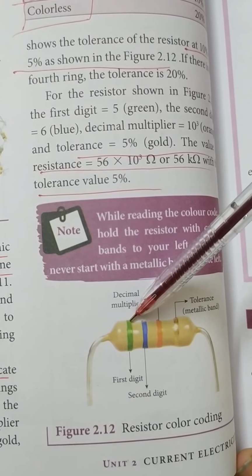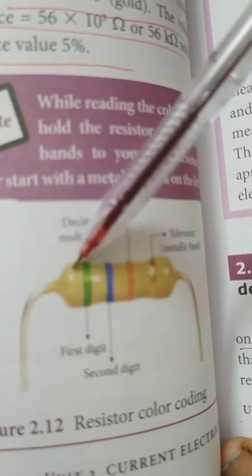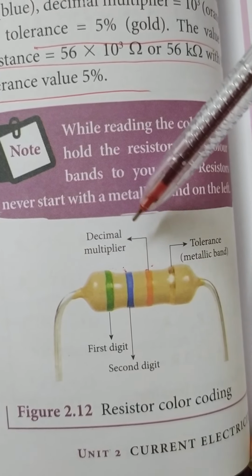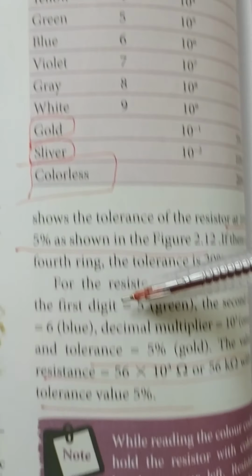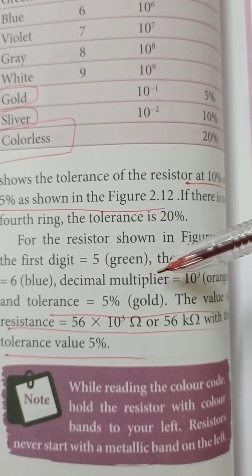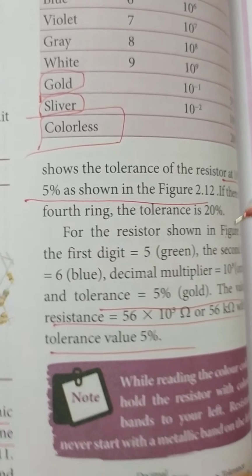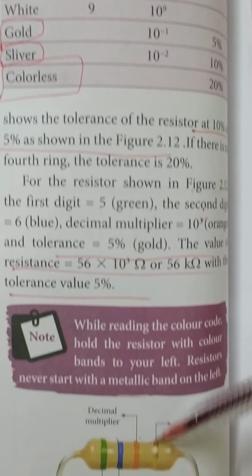Green is given the value of 5 and blue is given the value of 6. Usually these represent the significant figures. And this third ring is orange, whose number assigned is 3. So that is given to the power of 10. That is usually taken as power of 10, and this is the golden ring. So the value is first digit green, so 5. The second digit 6 because it is blue, and the decimal multiplier 10 to the power 3 because orange is having value 3. So it is given as power of 10, so 10 to the power 3. And the tolerance is 5% because here the gold ring is used.